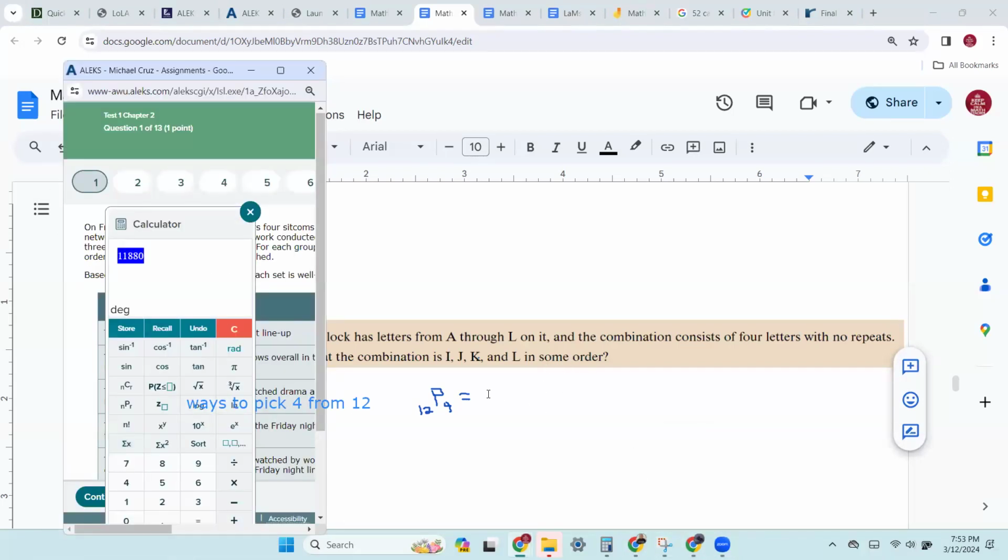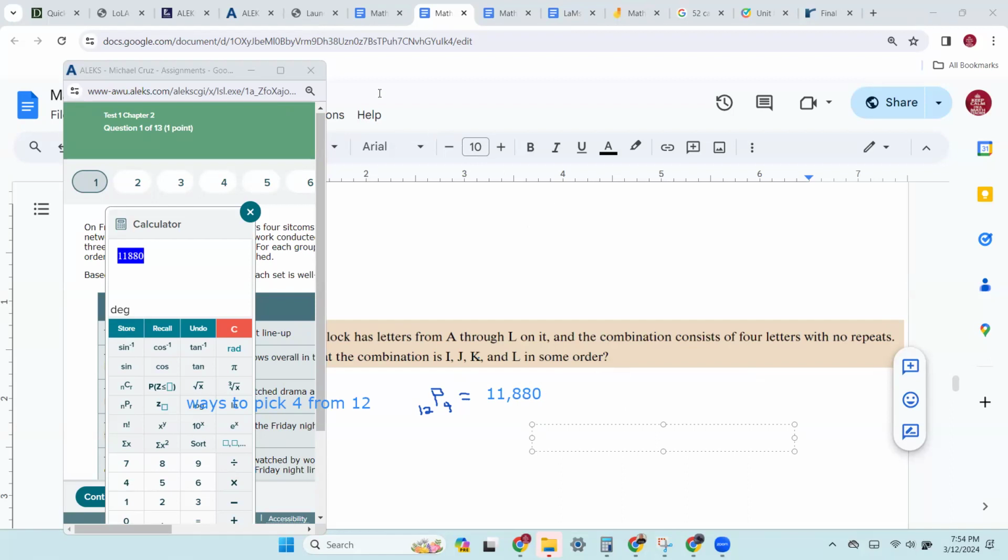So 11,880. So that's the number of permutations or combinations for the vernacular. 11,880 different possible codes. All right.